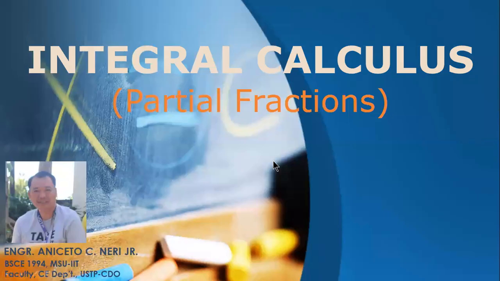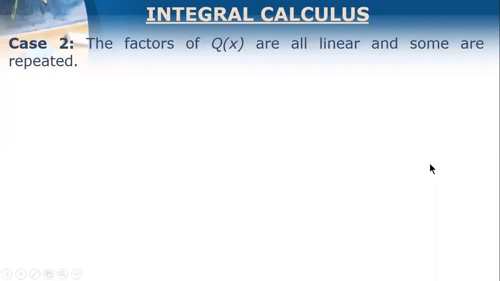Okay, so in this video, I continue with partial fractions and I will discuss case number 2. Case number 2 is when the factors of q of x are all linear but some of the factors are repeated. In case 1, no factor is repeated, but for case 2, some of the factors are repeated.